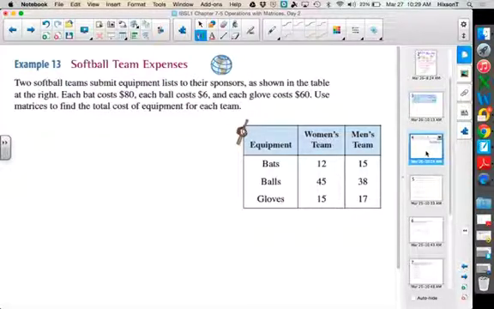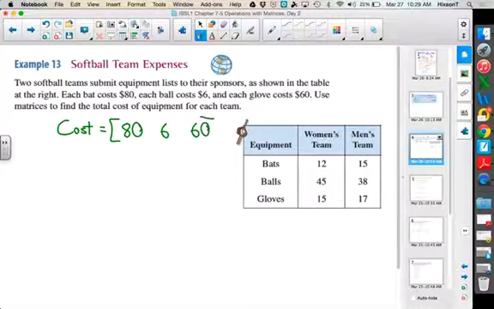So what we end up doing here, if we want to find the total cost of equipment for each team, is set up 2 matrices. We're going to set up a cost matrix. In our cost matrix, we have 3 items, and each one costs a different price. So we could make it 80, 6, and 60. That'll be our cost matrix. And what are the dimensions of this matrix? 1 by 3.